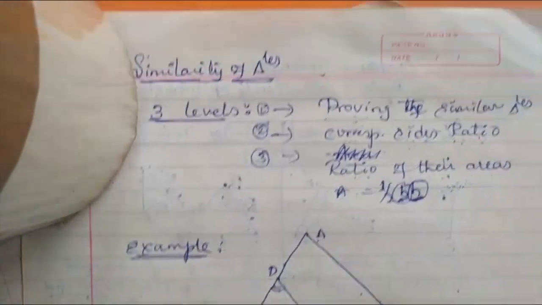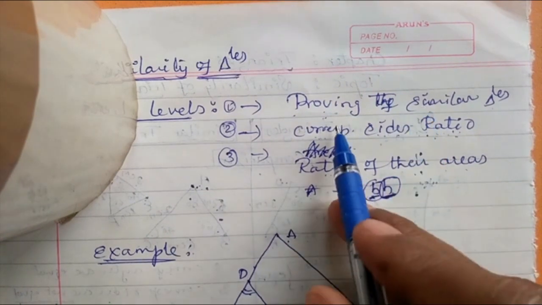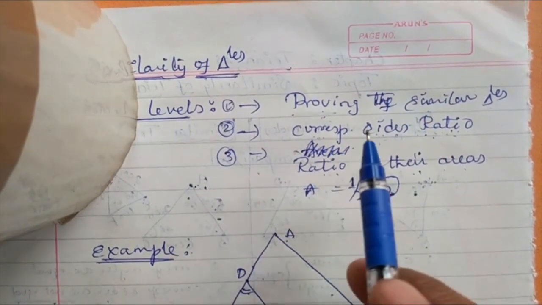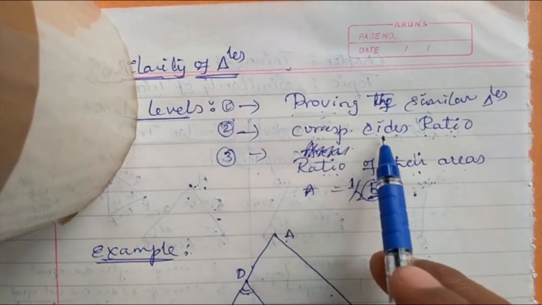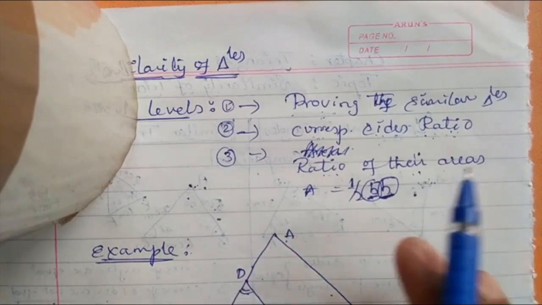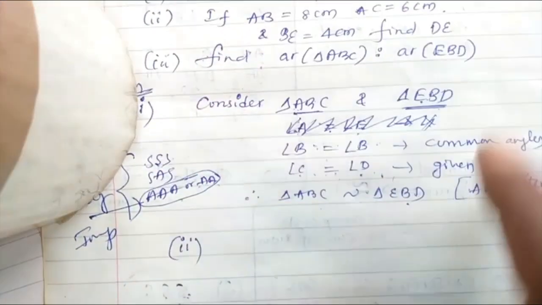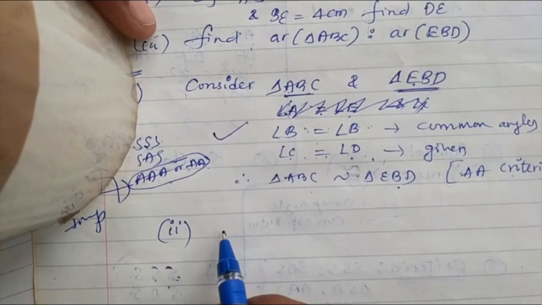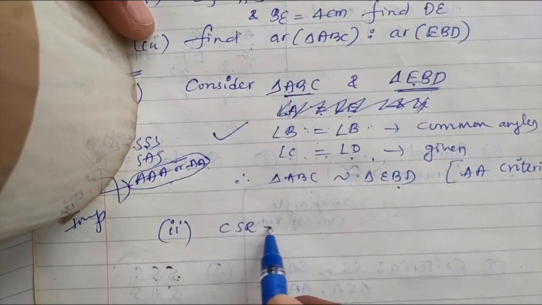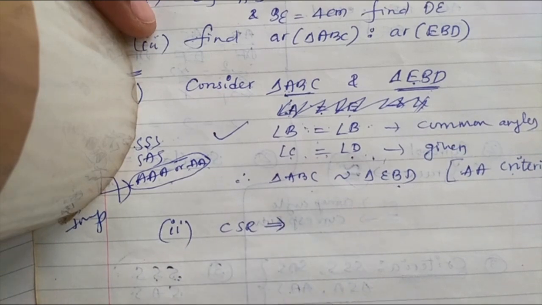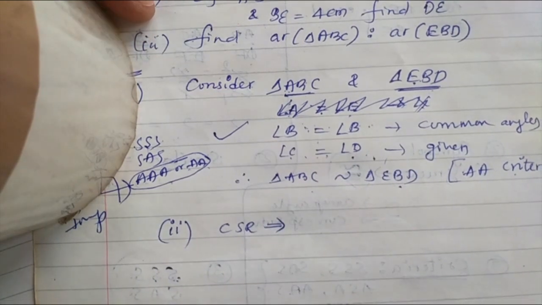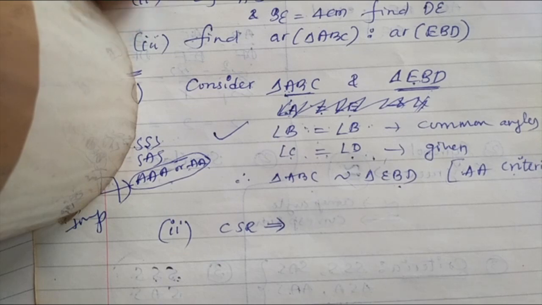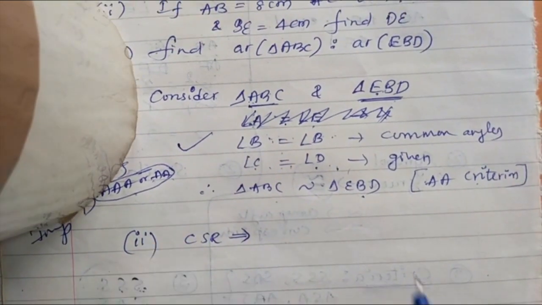How many levels are there? Three levels. First is proving by any one criterion from the three criteria. Second one is the corresponding sides ratio. Third one is the ratio of their areas. So the first level we passed, that is proved. Second, the ratio: how to write corresponding sides ratio, CSR. There you write CPCT for congruent triangles, like here we are writing CSR. How to write CSR? It is simple.